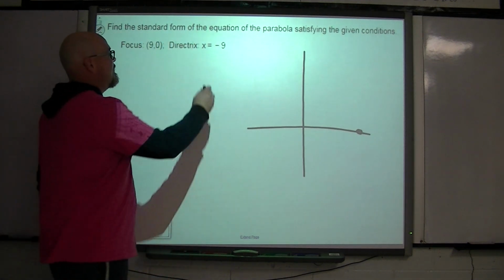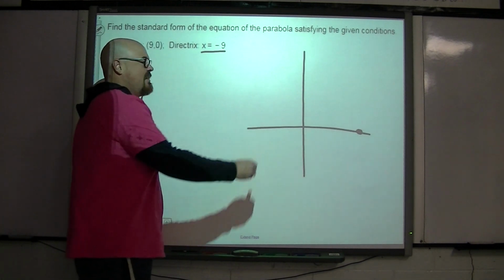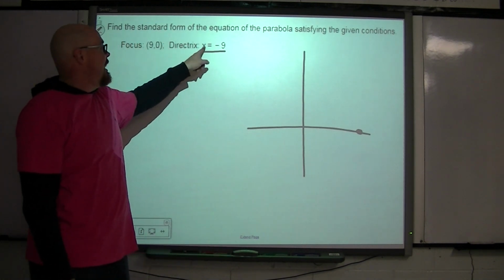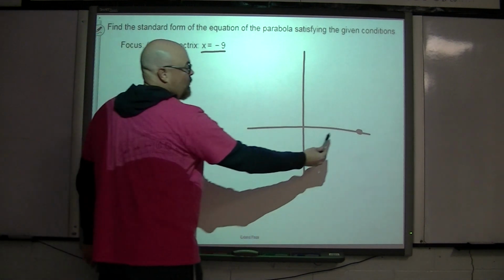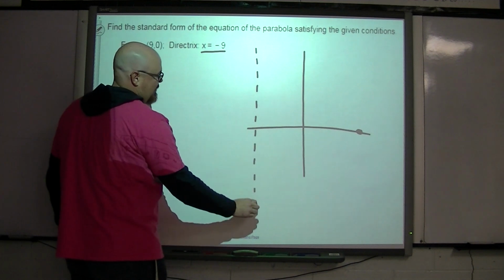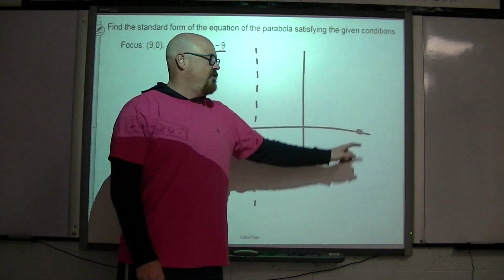The directrix is x equals -9. Now that doesn't mean I put a point at -9 because the directrix is a line. It's the vertical line because it's x equals -9. So whatever this distance was, I'm going to move that distance away. So we know where the directrix is. We know where the focus is.